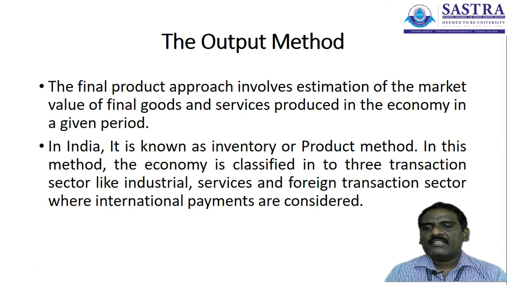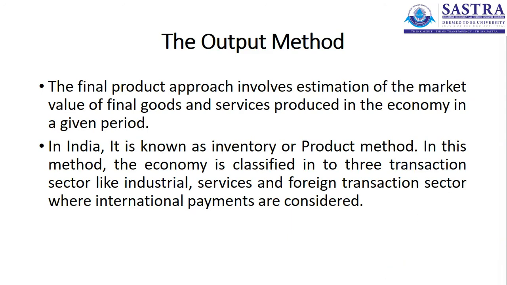The first one, the final product approach, involves the estimation of the market value of final goods and services produced in the economy for a given period of time. So it is what we call the output method or product method. In the product approach, we estimate national income based on the market value of final goods and services produced in the economy for a given period of time. The total value of goods and services produced in a particular country at market price is calculated under the output method. In India it is known as the inventory method or the product method.